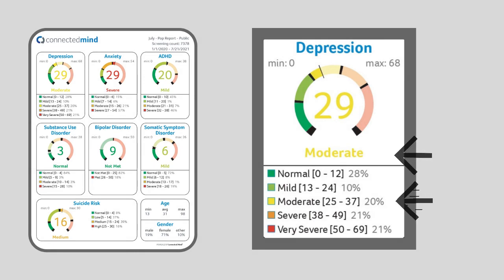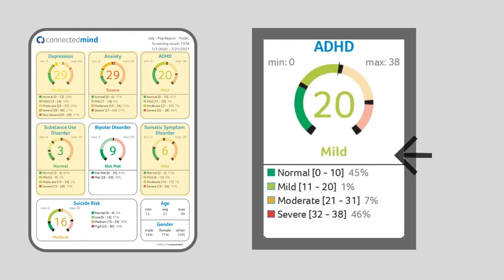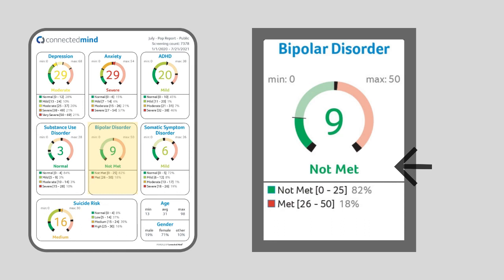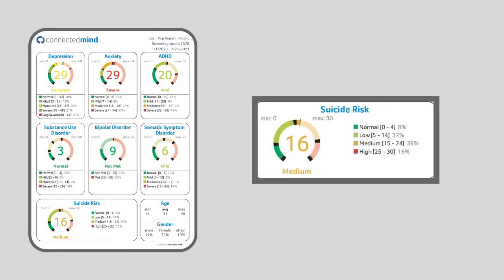Below the gas gauge is the legend for severity along with the distribution of scores within each severity category. While the average is moderate depression, note that 62% of the scores were moderate and higher. The severity distribution is critically important to review and understand. Depression, anxiety, ADHD, substance use disorder, and somatic symptom disorder report severity, whereas bipolar disorder reports whether the criteria was met or not met. The final card is suicide risk.